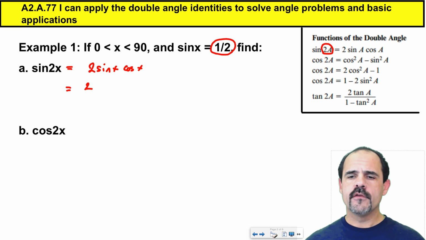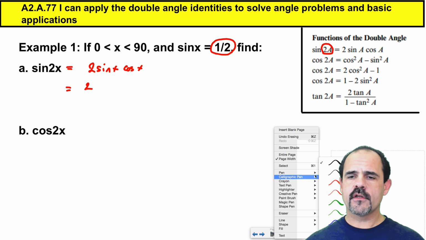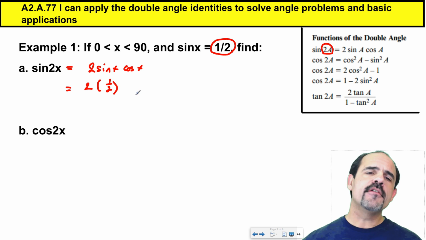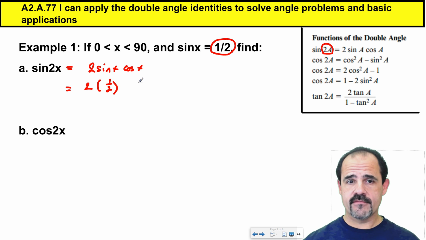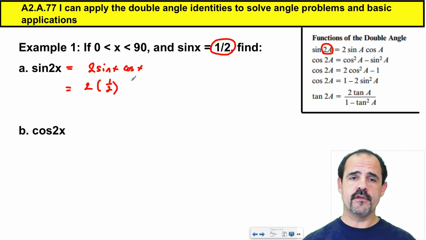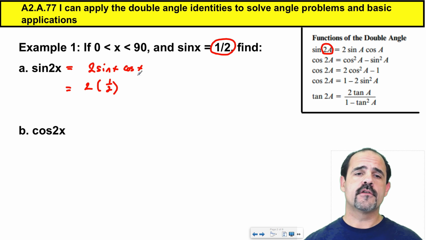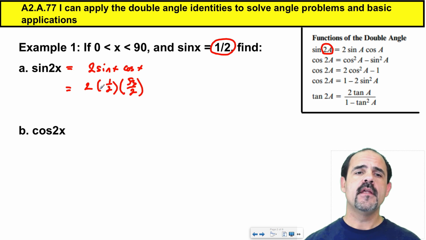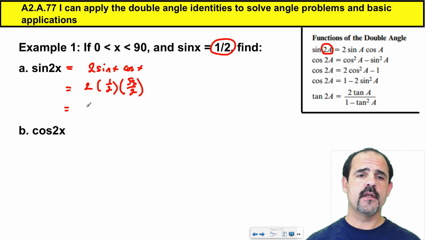Okay, so we're just going to go ahead and plug in the half for the sine of x because they tell us that's what it is. And if you're in the first quadrant and the sine is a half, the cosine is going to be radical 3 over 2, if you think about that. You're talking about a 30-degree angle. So that's one way you can do this. Now the final answer is going to be 2 times a half times radical 3 over 2. Well, those two cancel. 2 times a half is 1. So the answer is going to be radical 3 over 2.